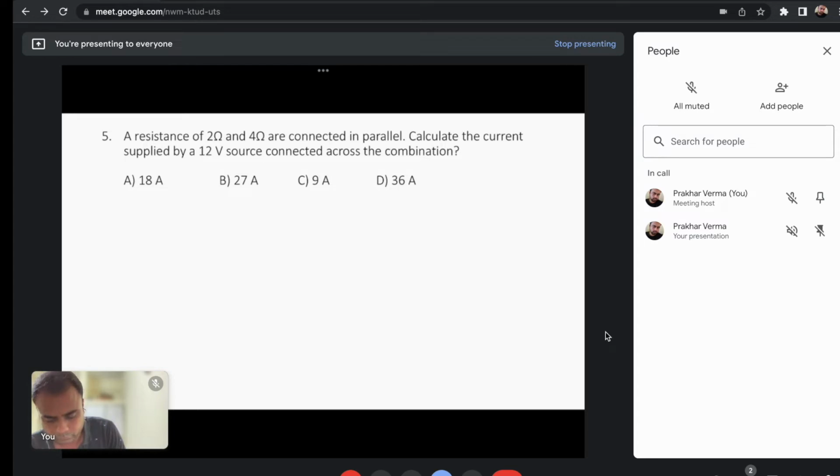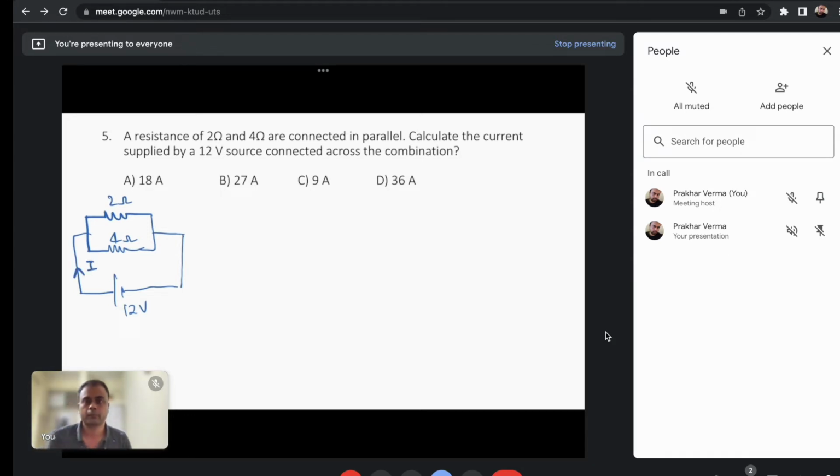So we have two resistors, one is of 2 ohm, the other resistor is of 4 ohm, and the circuit is being connected by a voltage supply of 12 volts. So we have to calculate the total current I. Again, this is a straightforward question.